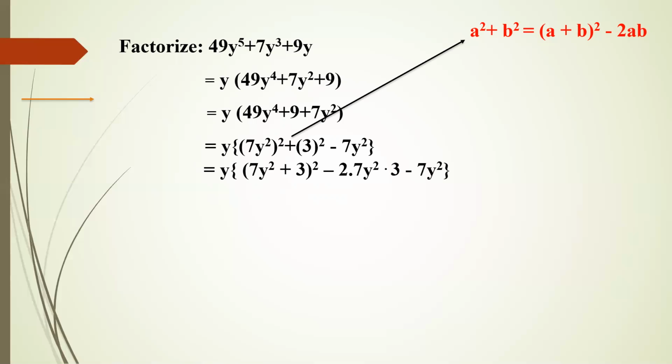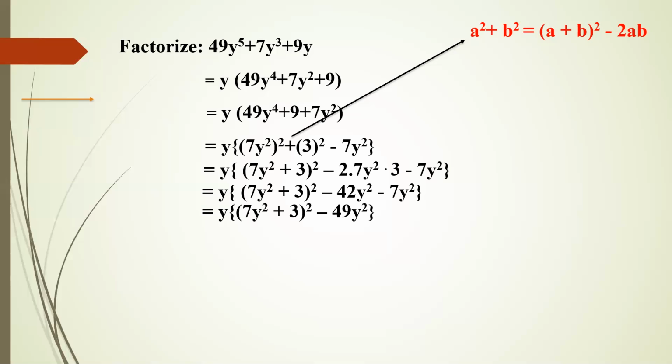Okay, now let's simplify it. We get 7y square plus 3 whole square minus 2 times 7 is 14, 14 times 3 is 42, y square, and minus 7y square. Okay, let's simplify it. Then we'll get 7y square plus 3 whole square minus 42 and 7 is minus 49y square. Okay, we can keep this like this. 7y square plus 3 whole square minus 49y square, which means we can keep it like 7y whole square. Why did I keep it like that?